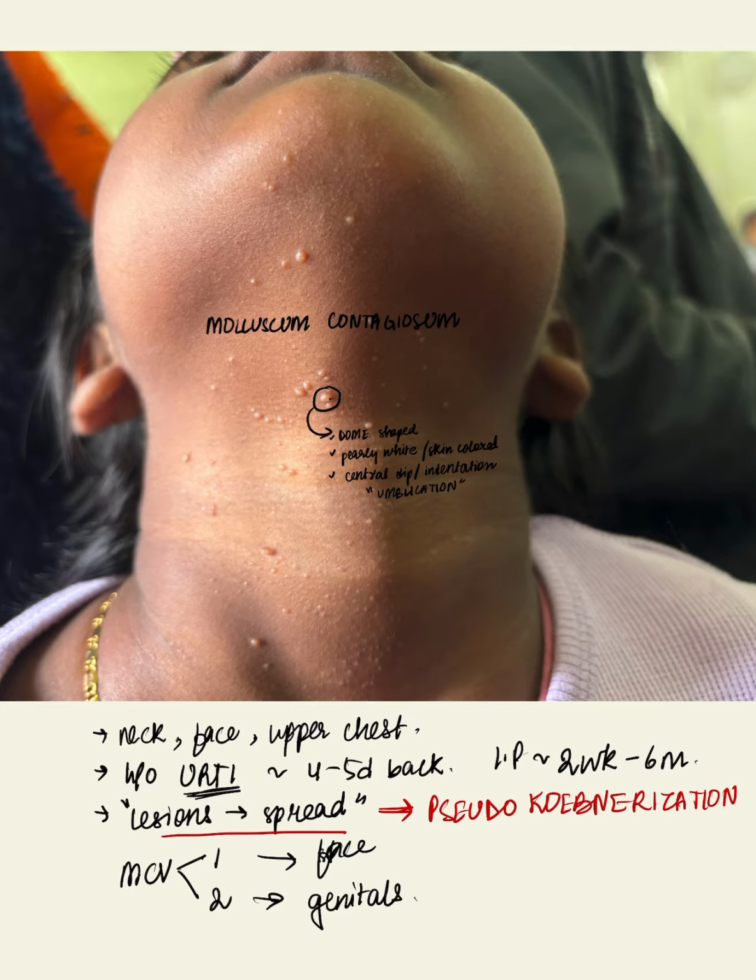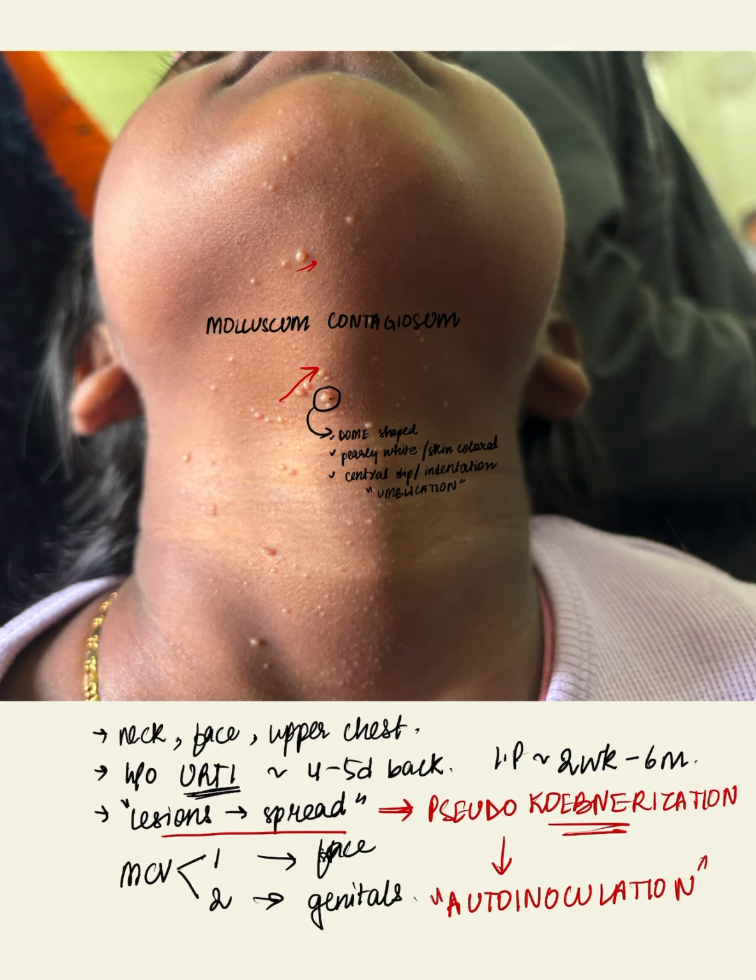Koebnerization is a phenomenon seen in certain conditions of dermatology, wherein the lesions of a particular disease tend to spread along the lines of trauma, right? But this is known as pseudo-Koebnerization because it's not due to the lesion spreading. It is due to a condition which we call auto-inoculation. When you are scratching along that particular line, the virus is tending to spread along that line, and that is why you see similar lesions along the line where you are scratching. It is not because of Koebnerization, it's because of auto-inoculation.